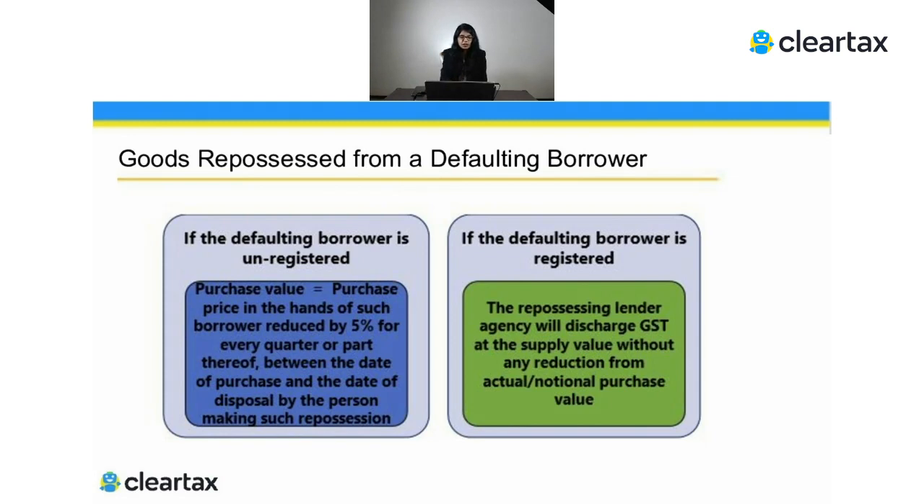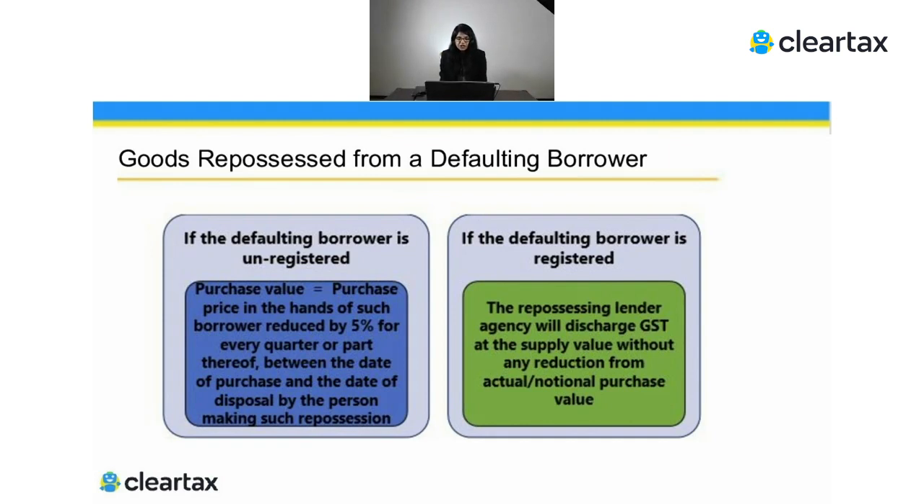Another important point is about the goods repossessed from the defaulting borrower. Here, whether the defaulting borrower is unregistered or registered, basis this we know what the taxable value is. If it's unregistered, then the purchase value will be the purchase price in the hand of such borrower reduced by 5% for every quarter or part thereof between the date of purchase and the date of disposal by the purchaser making such repossession.